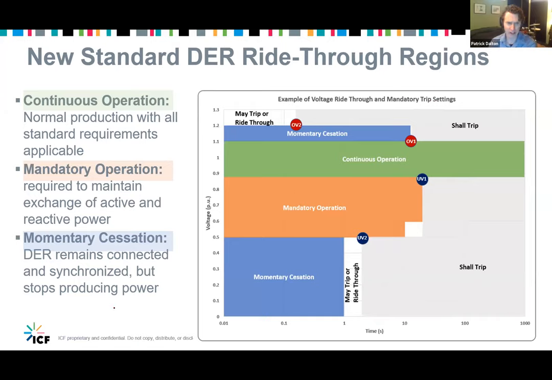And for a variety of reasons, the new standard, IEEE 1547-2018, introduced a little bit more definition around this. The ride-through responses and the defaults and the ranges of allowable settings vary by performance category. What we're looking at here is a representation of category 3, the most capable voltage ride-through, and the only one that has this momentary cessation zone.